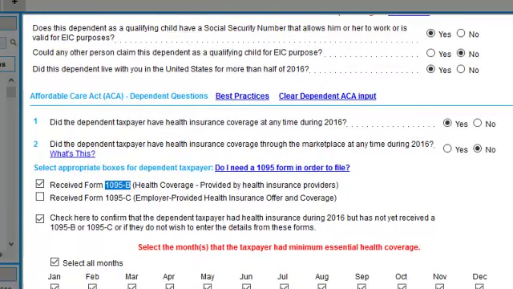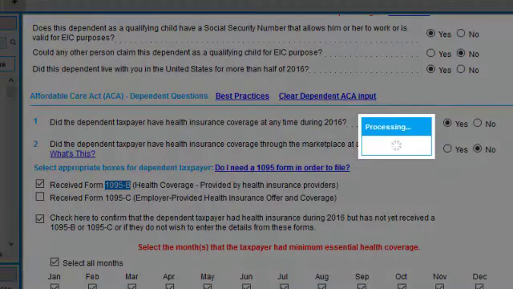And is this dependent required to file their own taxes? We're going to say no. And I think a client is entitled to earn up to like $6,000 and still not claim taxes or be able to file a return or have to file one. So you can put no on that if you were claiming a young child that at 15 to 16 was still working. Hit save.